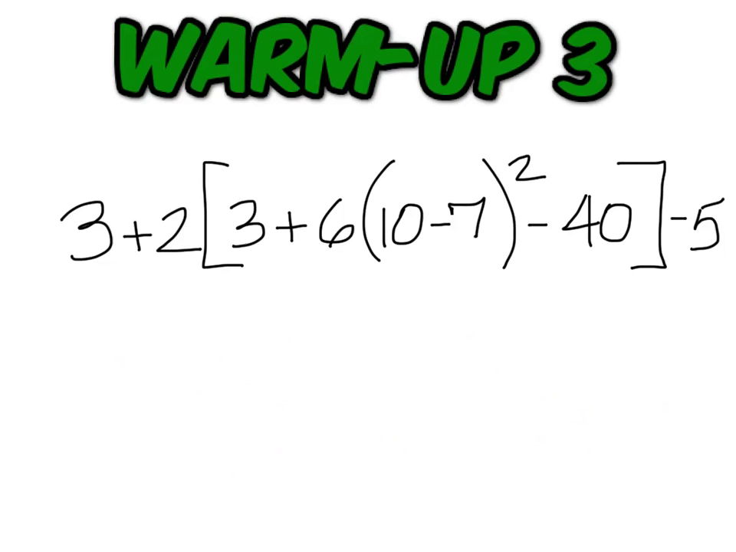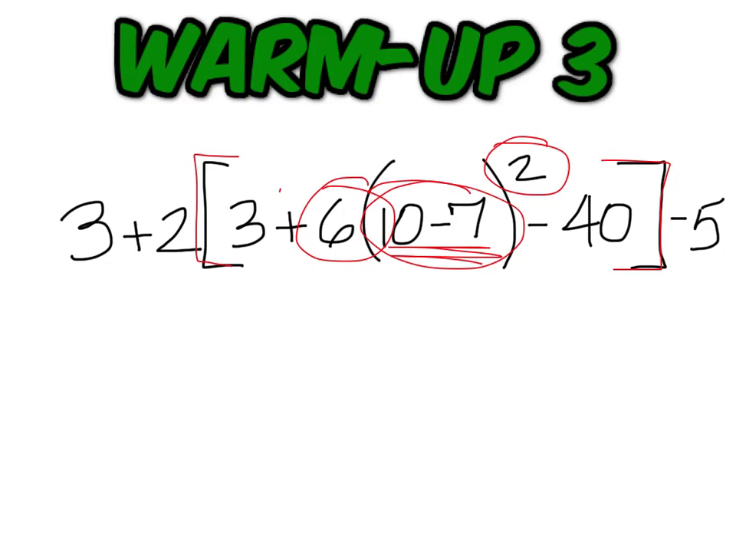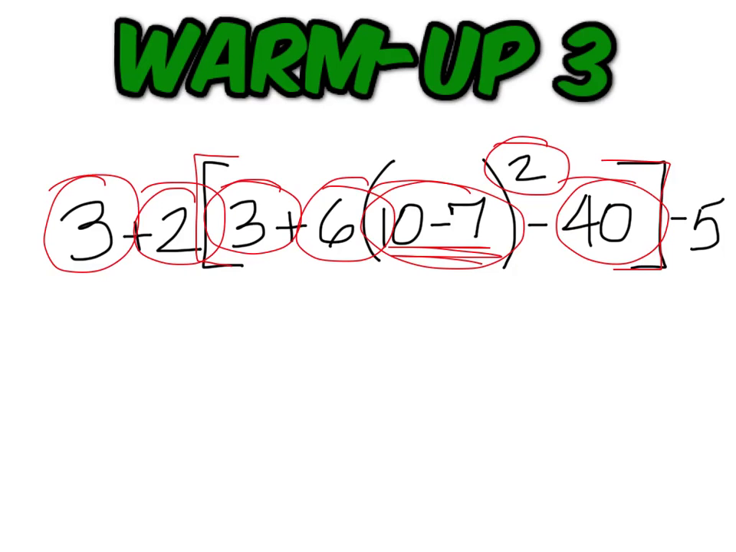You have to go inside the brackets first, and then inside the brackets you go inside the parentheses to get 3. Squared is 9, times 6 is 54, plus 3 is 57, minus 40 is 17, times 2 is 34, plus 3 is 37, minus 5 is 32.